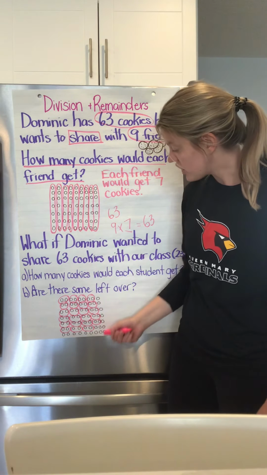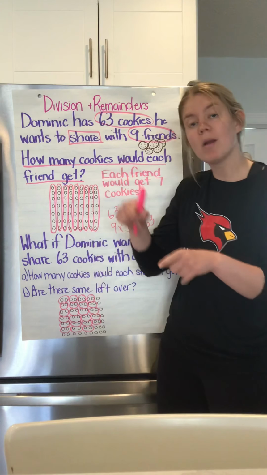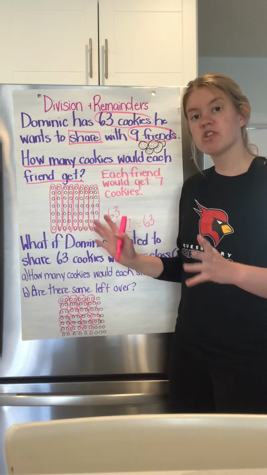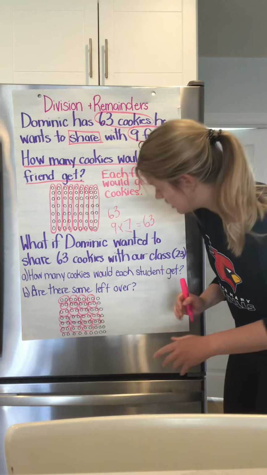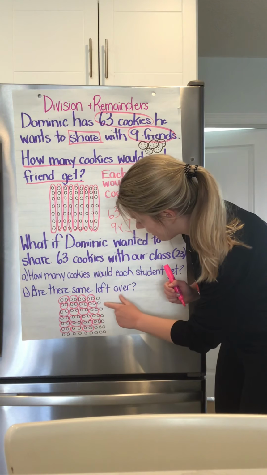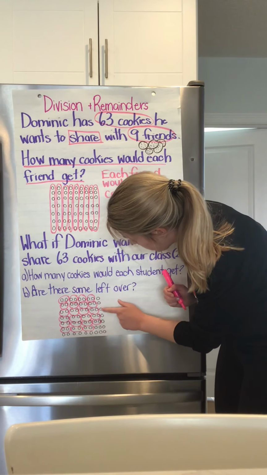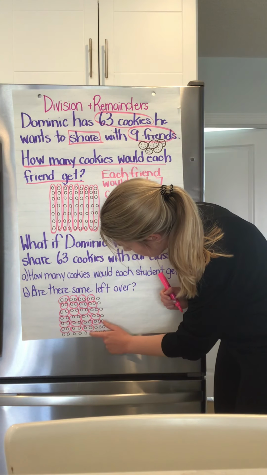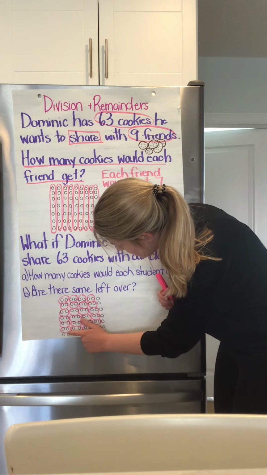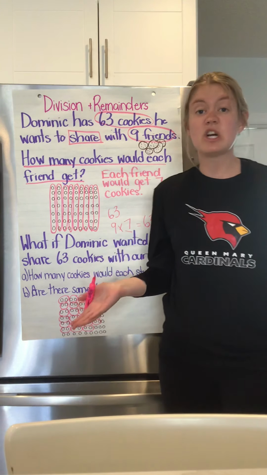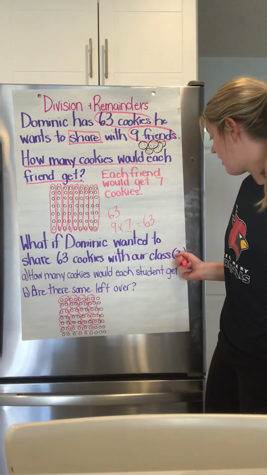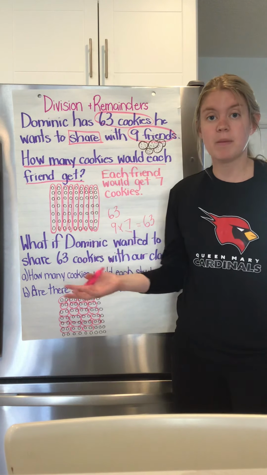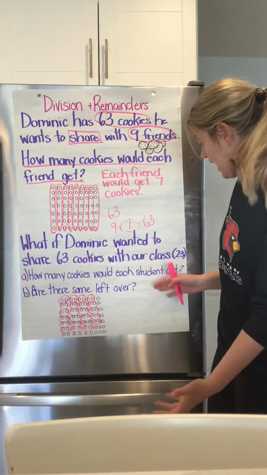If I had enough for everybody to have 3 cookies each, then I should have 23 extra dots to add 1 more cookie to each person's group. So let's make sure that I can't add 3 to each group. I'm going to count to see if I have 23 left over. 1, 2, 3, 4, 5, 6, 7, 8, 9, 10, 11, 12, 13, 14, 15, 16, 17. I have 17 cookies left over. So that's not enough for each person in our class to get 3.